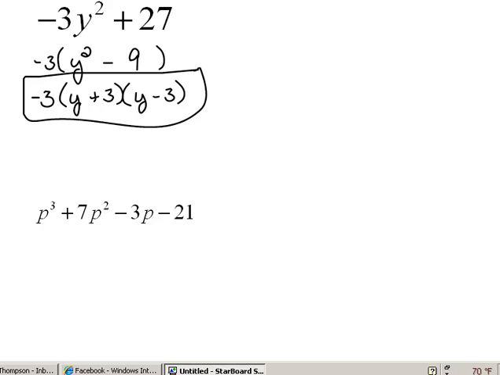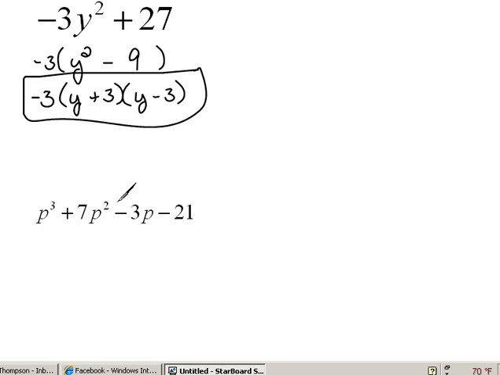Alright, here we're going to continue on trying to figure out what strategy is the best to use. So our next problem here is p cubed plus 7p squared minus 3p minus 21. And again, our first rule of factoring is always to pull out a greatest common factor. But in this case, we do not have something that is common to every single term. So now we need to look and see how many terms we have. Because there are 4 terms, our factoring strategy should be factor by grouping.